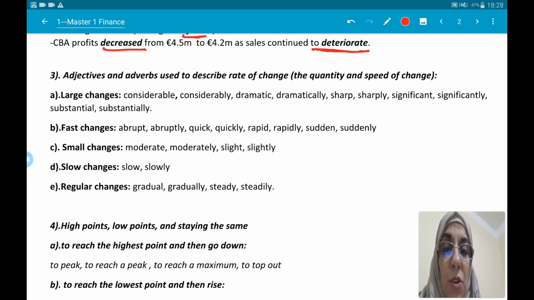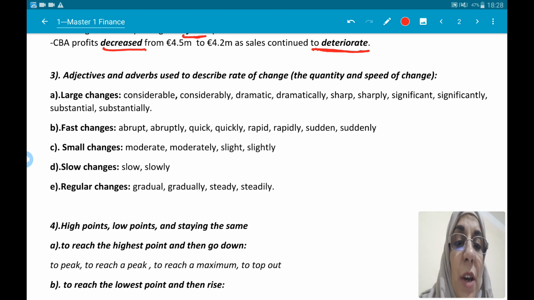Considerable, considerably, dramatic is an adjective. Dramatically, it's an adverb. Sharp, it's sh sound. Sharply, which is an adverb. Significant, significantly. Substantial, substantially. So these are the adjectives and adverbs that we may use in order to describe rate of change, especially when we've got large changes.